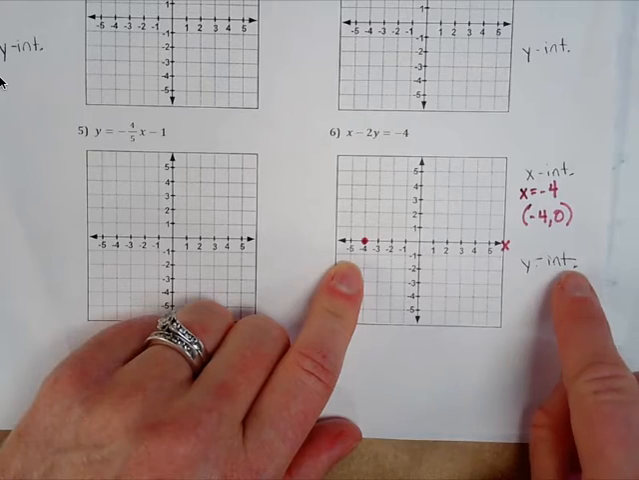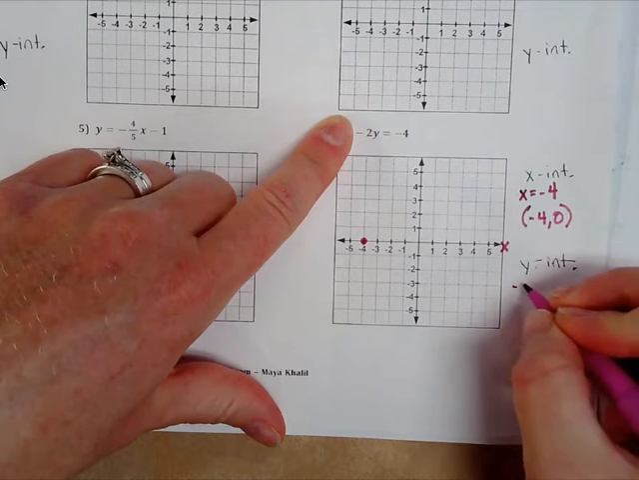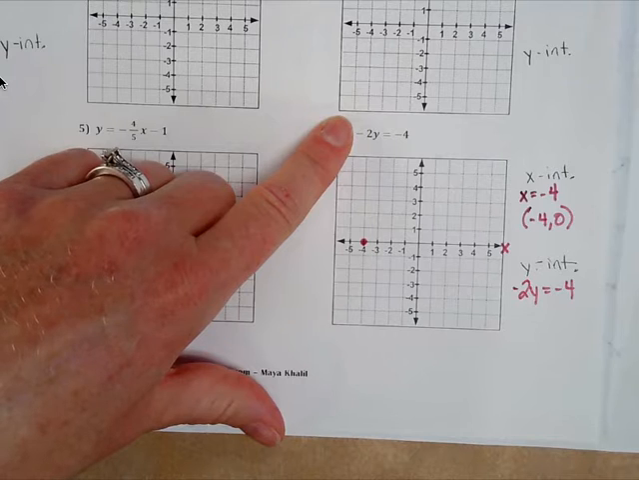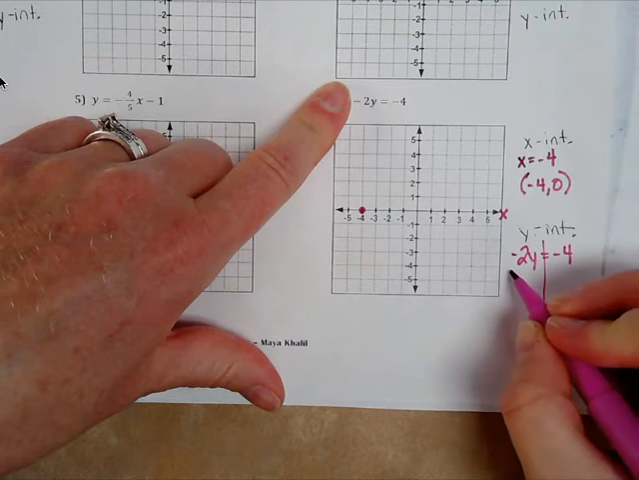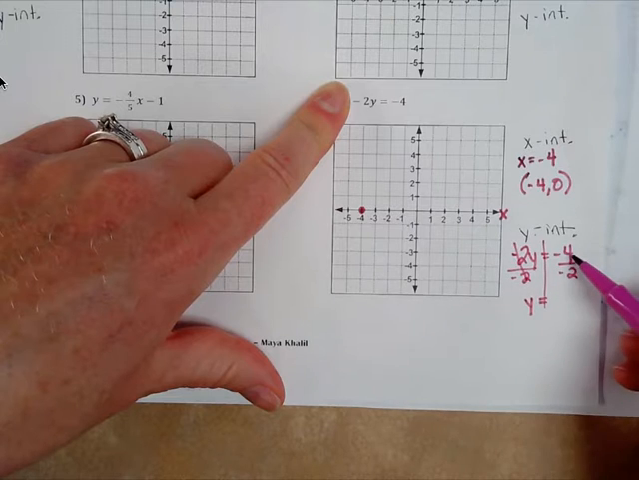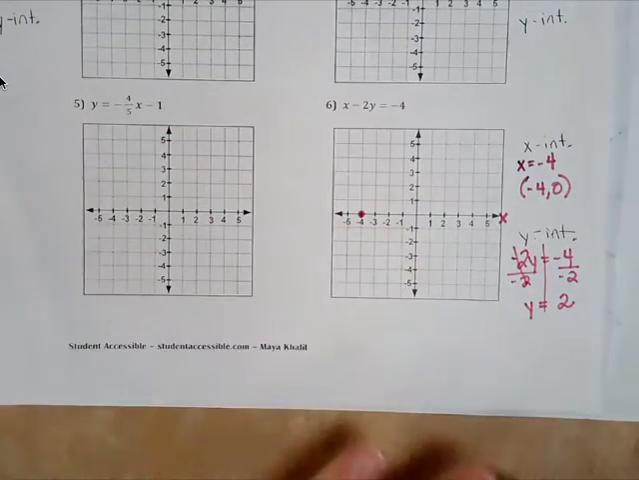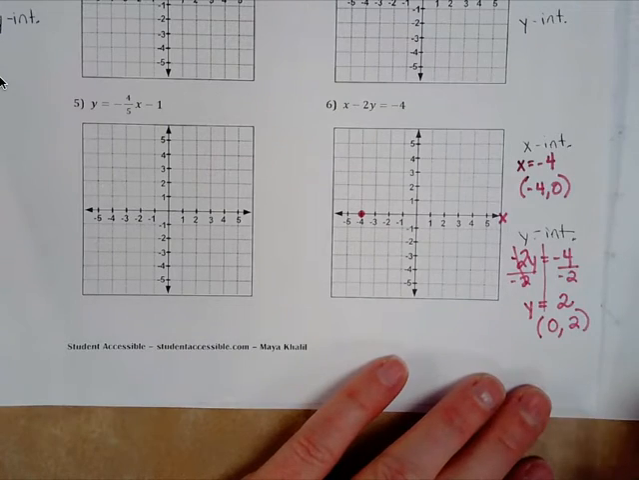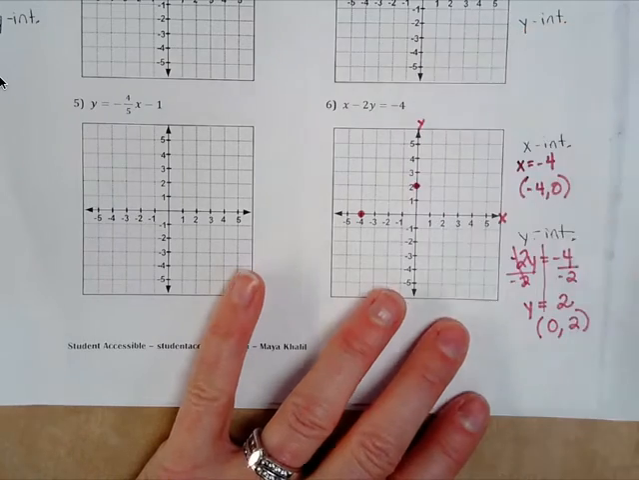And then when we do our y-intercept, we cover up our x and write down what we have left, -2y equals -4, and solve for y. So I would need to divide by -2. So y equals -4 divided by -2. Positive 2. And so our coordinate would be 0, 2. Because our x value is 0, our y value is 2. So go to your y-axis and plot that point.